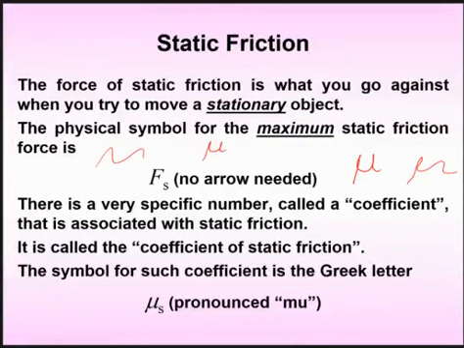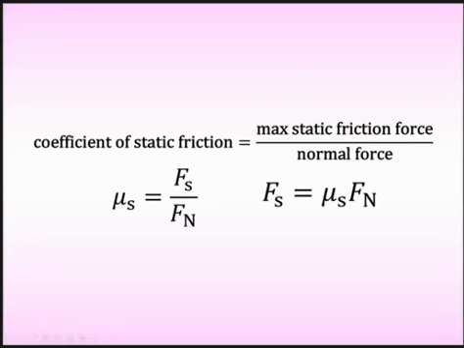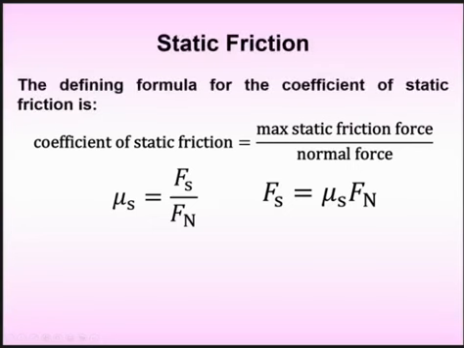Okay, let's talk about that mu s for a little bit. Here is the defining formula that we will use next week to calculate those three things. The coefficient of static friction is equal to the maximum amount of force it takes to get something to move, divided by what other specific force we dealt with? Divided by the normal force. Divided by how much the surface is pushing.